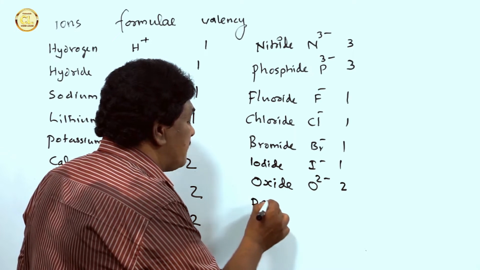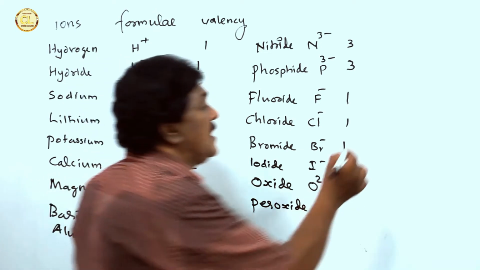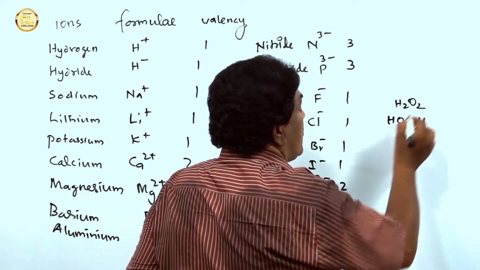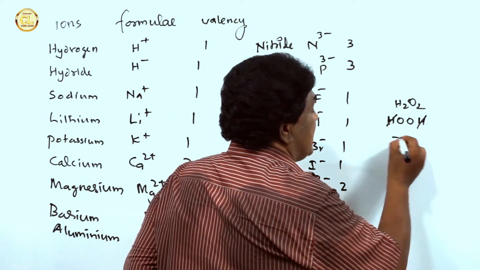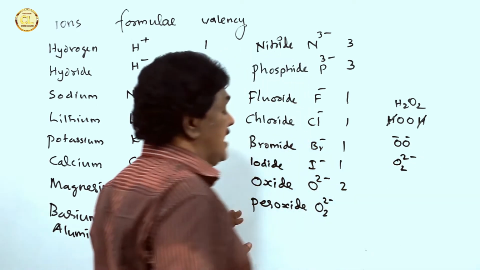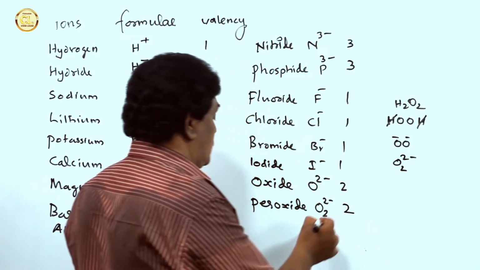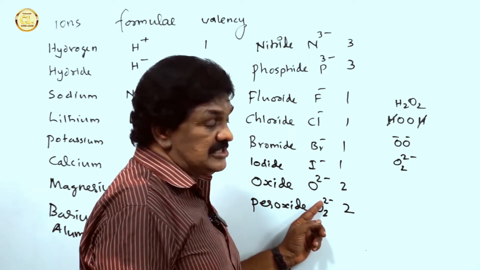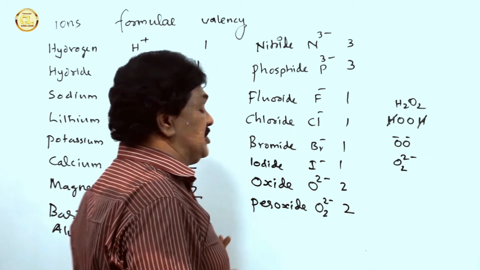Now peroxide ion, O2 2 minus. See, hydrogen peroxide, you know, HOOH, that is H2O2. If 2 hydrogen ions, H plus ions, are removed, we get remaining part as O2 2 minus. So peroxide ion is O2 2 minus, its valency is 2. 2 oxygen atoms acquire 2 negative charges. So peroxide ion has the valency 2.